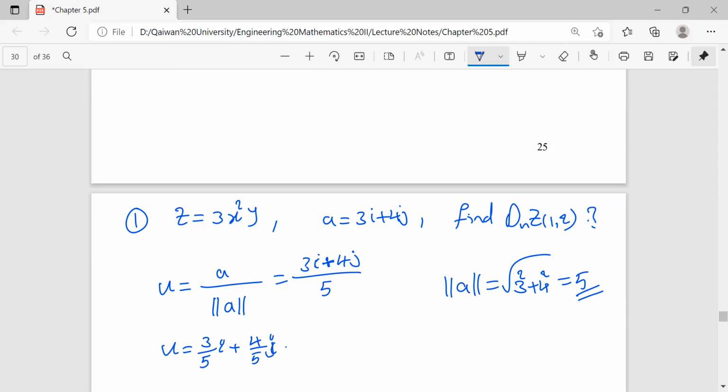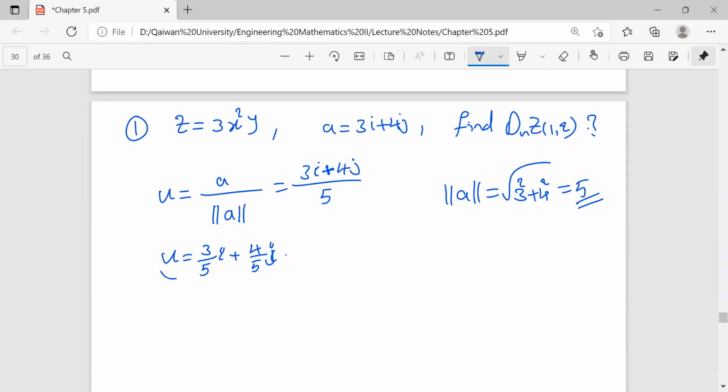Here, if we find the magnitude of u, it must be 1. Let's check. The magnitude of u is, just for checking, the square root of 3 over 5 squared plus 4 over 5 squared. 3 over 5 squared is 9 over 25, and 4 over 5 squared is 16 over 25. We get 25 over 25, which is 1, and the square root is 1. That means its magnitude is 1. This is just for checking; you don't need to check if you do it correctly. So this is the unit vector.